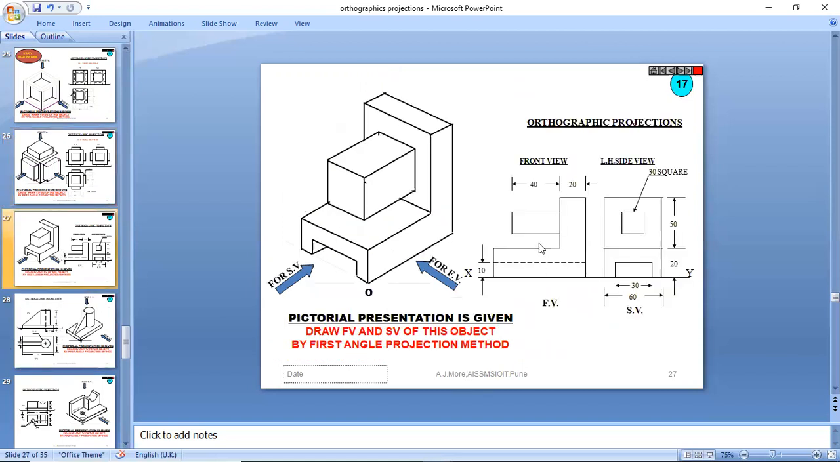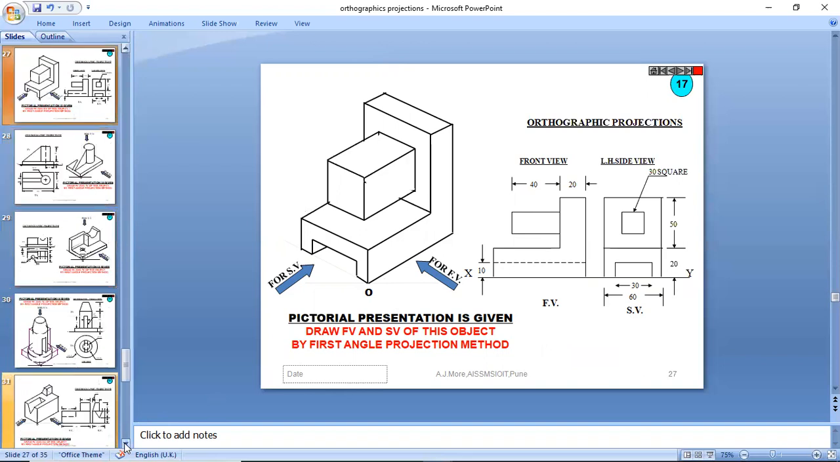This is again the next object. You are looking here. This is the direction to observe the front view. This is the left hand side view. Here only two views are to be drawn. The question asks to draw the front view and side view of this object, so you only have to draw the front view and the side view with all the dimensions. Whatever you are looking at, these various views are there.